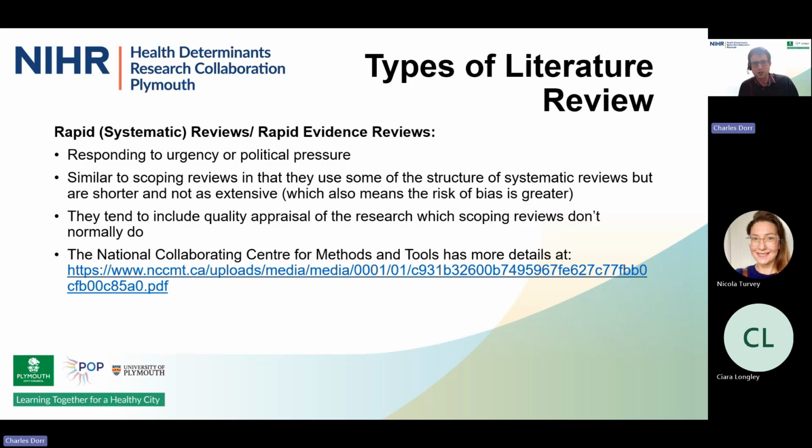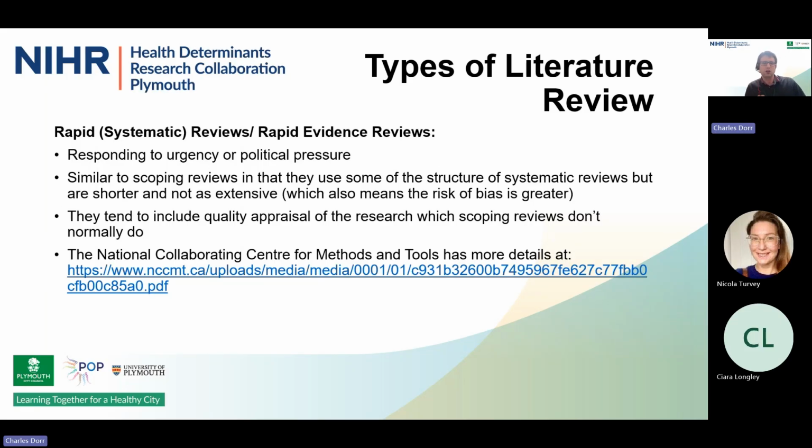For some organizations, there is a bit more of a specific definition of a rapid review. The National Collaborating Centre for Methods and Tools has a definition of a rapid systematic review, and DEFRA have a particular definition as well of rapid evidence reviews. In this context, they're quite similar to scoping reviews. They use some of the structure of systematic reviews, but are shorter and not as extensive.